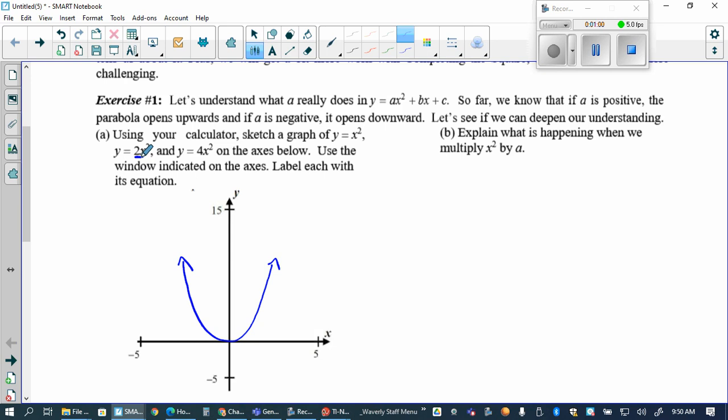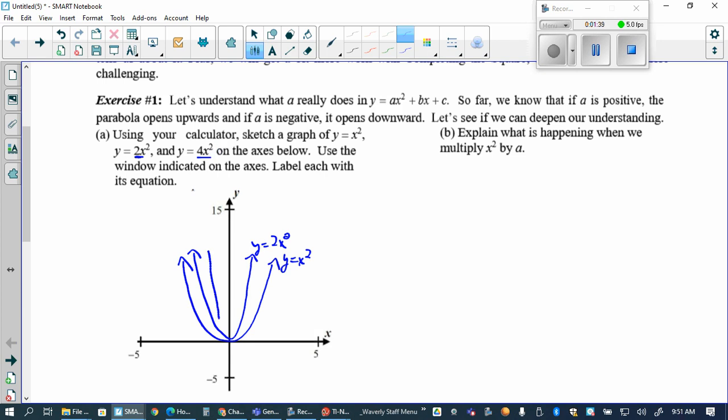Yeah, it would stretch it, right? Make it narrower, because it's going to climb faster on both sides, right? So this is y equals x squared, and then if it's 2x squared, it makes it climb faster, doesn't it? Y equals 2x squared. And what about 4x squared? What would that do? Make it even narrower, wouldn't it?